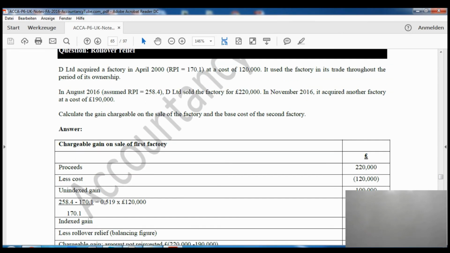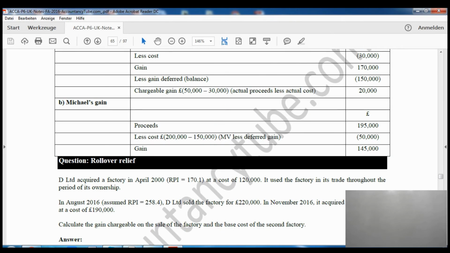If you come to page number 64, please. I've already given you the examples and shown the answers as well, but we will go through them together so that you can understand if there is any problem. It says D Limited purchased a factory in April 2000. When it purchased the factory, the RPI, the retail price index, was 170.1. Why was this RPI given? In order to calculate the indexation allowance, the index factor.